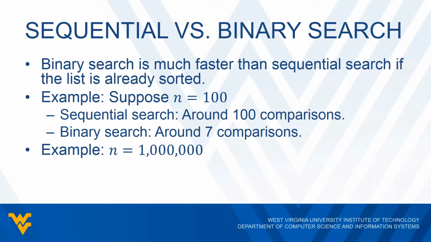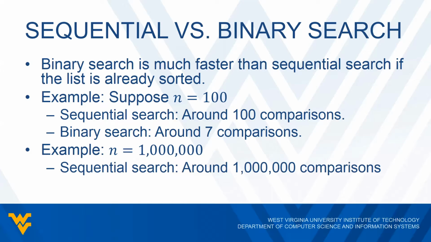Let's say n is 1 million. We're searching for 1 million things. If we do a sequential search, that's going to take about 1 million comparisons, because we're looking at each item in the worst case scenario.